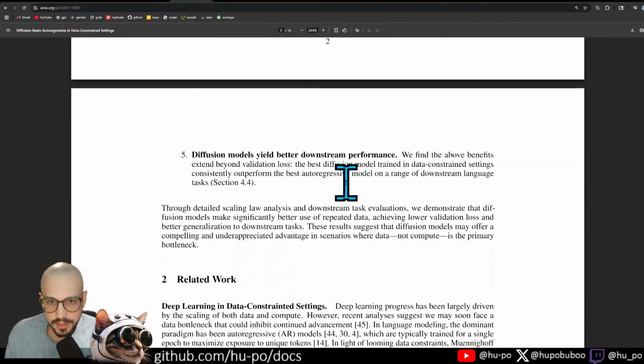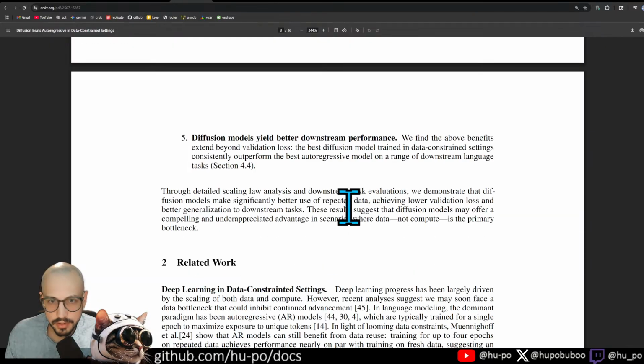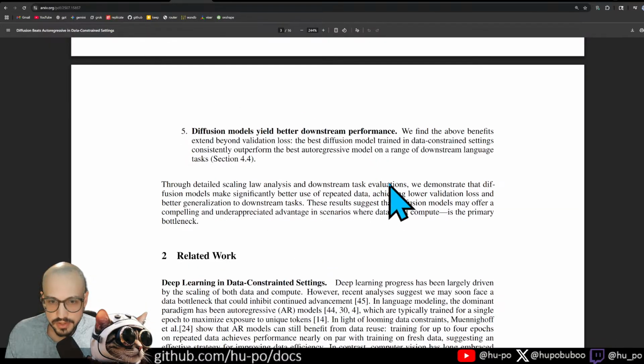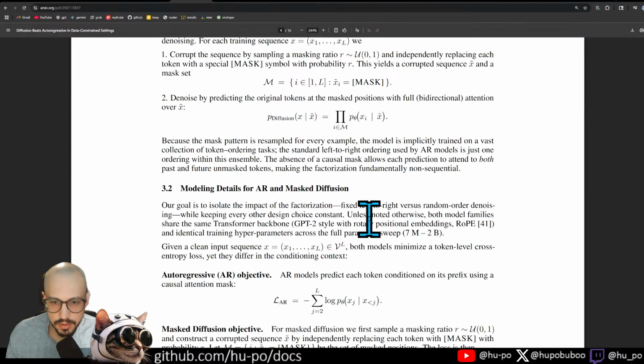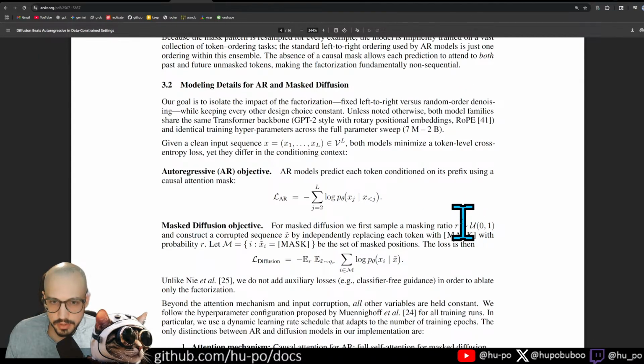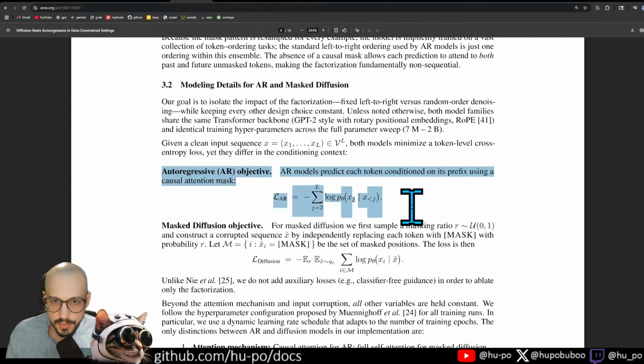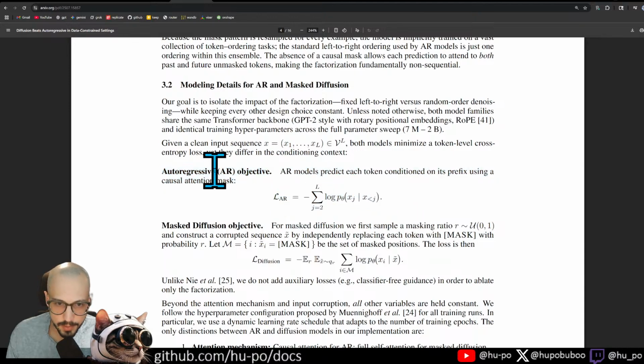Okay. Let's keep going here. Diffusion models yield better downstream performance. I think we already talked about that. Let's go a little bit into here. I think most people are familiar with this at this point, right? Where maybe let's kind of like glaze over this a little bit.